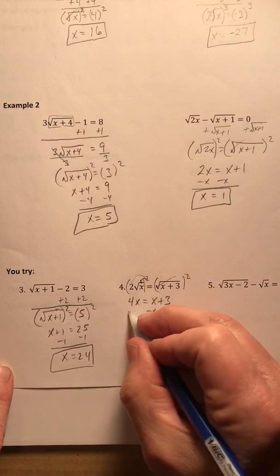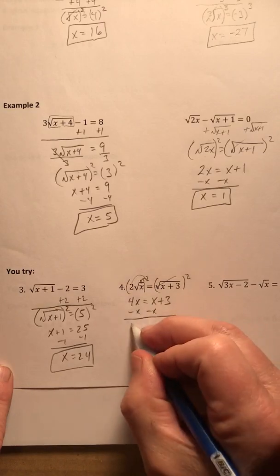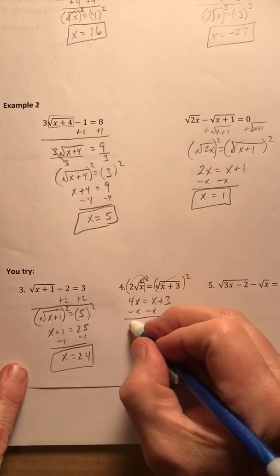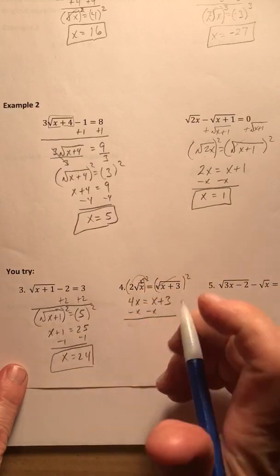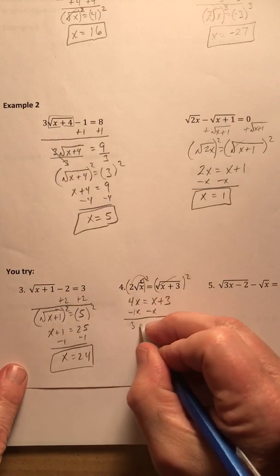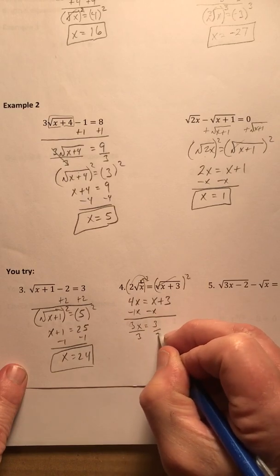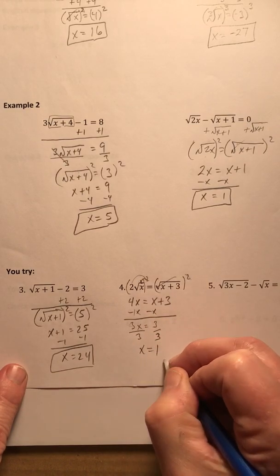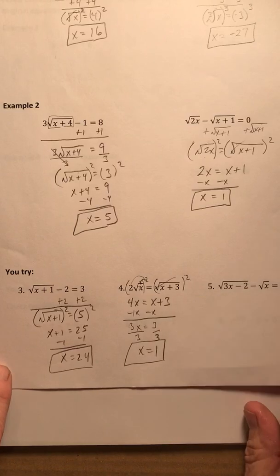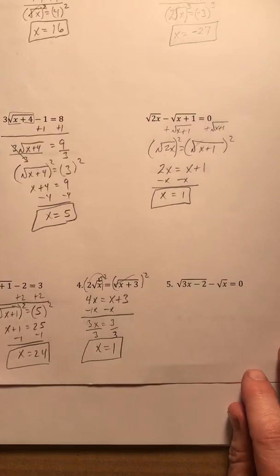We subtract x, and we get 3x. 4x minus 1x gives us 3x equals 3. And we would divide by 3 and get x equals 1. And there's our solution.